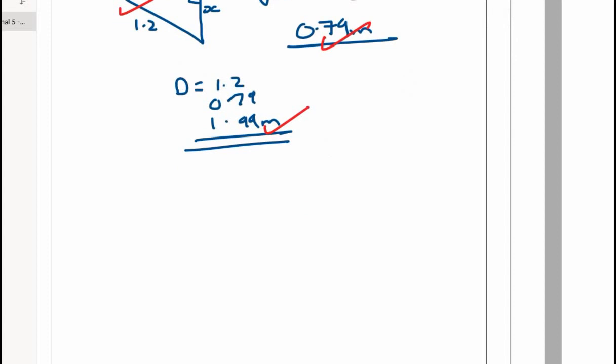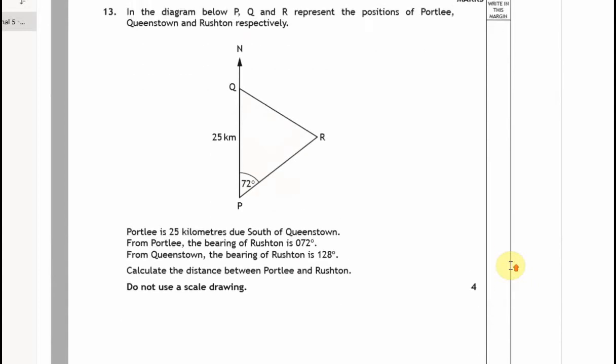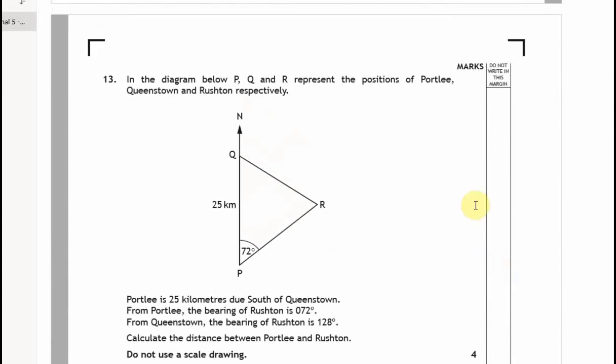Right, time. Where are we at? Loads of time. Okay, question 13. In the diagram below, P, Q, and R represent positions of Portlaoise, Queenstown, and Rushden.